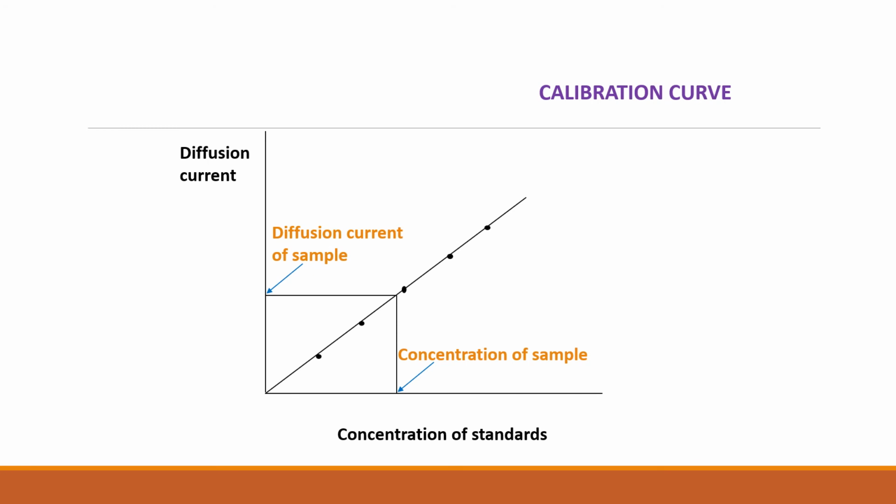The calibration curve is obtained by plotting the diffusion current values of the different standard solutions against their respective concentrations. This gives a straight line graph passing through the origin, and if this is the value of diffusion current for the unknown sample, then the corresponding value on the x-axis will represent the concentration of the sample, and hence quantitative analysis can be carried out by the calibration curve method.